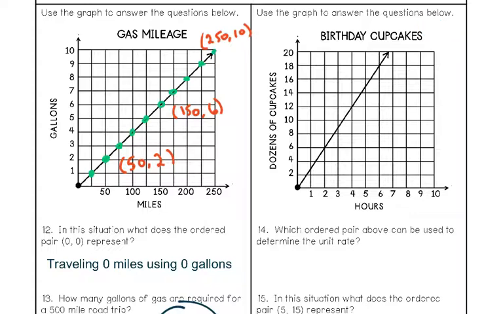It says use the graph to answer the questions below. This is a graph about birthday cupcakes where X is the number of hours and Y is the dozens of cupcakes. So this is 2 dozen, 4 dozen, 6 dozen. So pay attention to that. This isn't actually 2 cupcakes. This is 2 dozen cupcakes. Remember, a dozen just means 12.